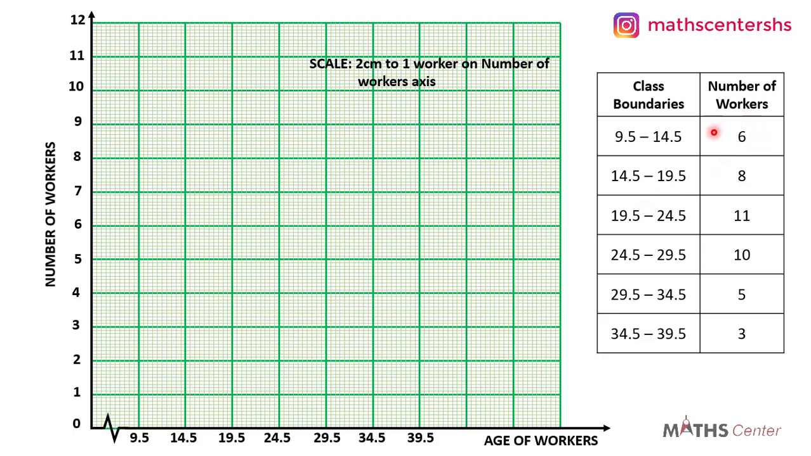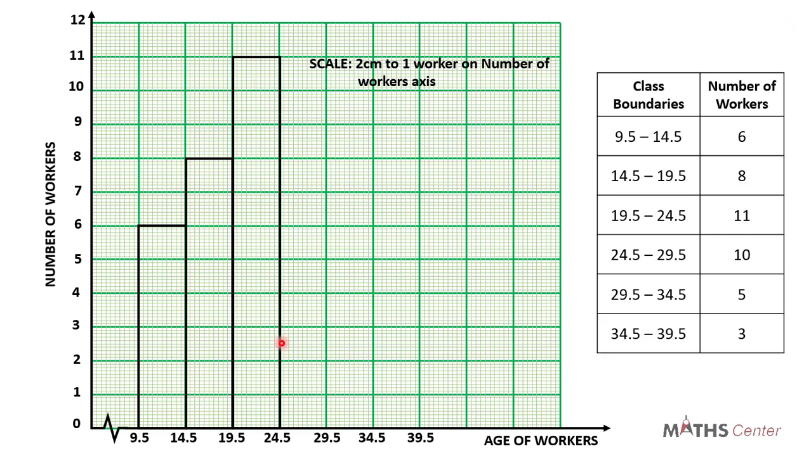The frequency for the first one is 6, so it means that the height of the bar will be at 6. It starts from 9.5 and ends at 14.5, as we can see here. The frequency is at 6. The next one starts from 14.5 and ends at 19.5. The frequency is at 8. So we have that here. The next one starts from 19.5 and ends at 24.5. And the frequency is at 11. So we have that here.